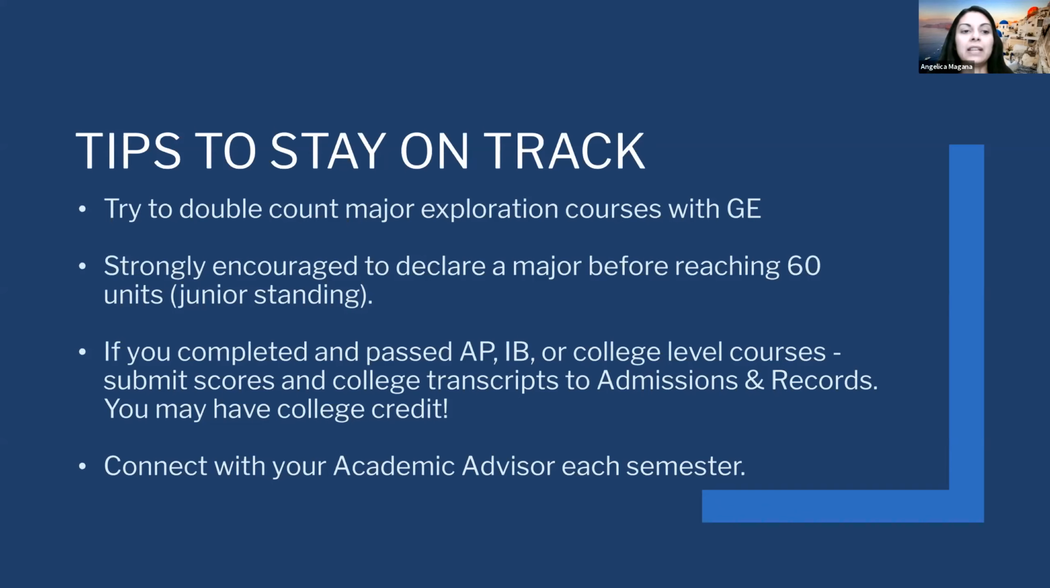If any of you have completed or passed any advanced placement or IB or college level courses in high school, we want to make sure that you submit those test scores and college transcripts to admissions and records, because you may have college credit that you're sitting on, and we want to make sure you get that applied towards your degree so that you don't have to take more classes than you need to. I often see students who have passed AP English or AP Spanish or AP History or AP Gov, and they get college credit for that. It can help count towards some of your general education. So if you have any of that, please come talk to us so we can help you make sure that credit gets posted. And of course, just connecting with your academic advisor every semester.